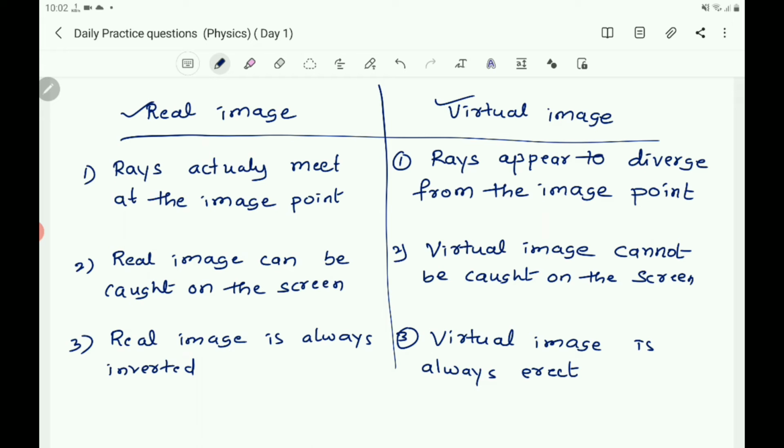So rays actually meet at the image point in the case of real image. In the case of virtual image, rays appear to diverge from the image point, and in the case of real image can be caught on the screen and virtual image cannot be caught on the screen. Real image is always inverted, virtual image is always erect.